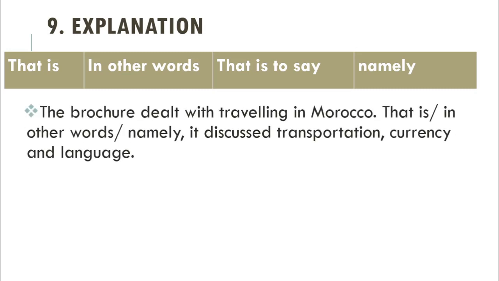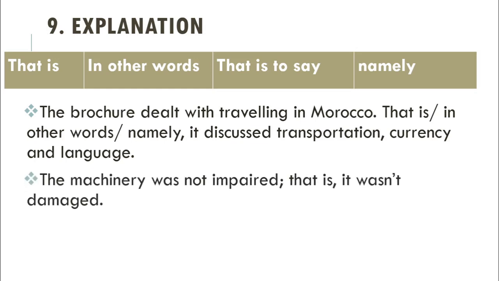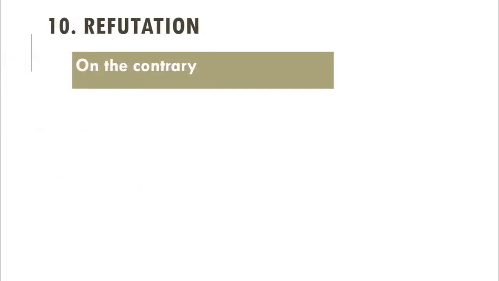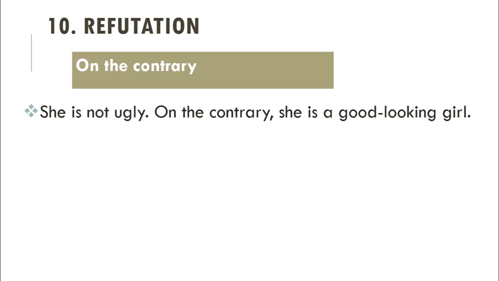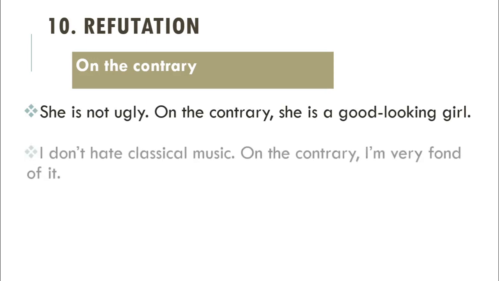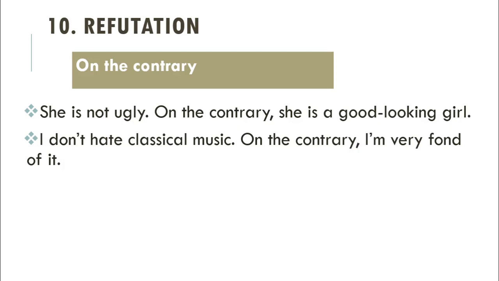For example, the brochure dealt with traveling in Morocco. That is, or in other words, or namely, it discussed transportation, currency, and language. The machinery was not impaired, that is, it wasn't damaged. So, on the contrary, this connector is used to mean refutation. She is not ugly, on the contrary, she is a good-looking girl. I don't hate classical music, on the contrary, I am very fond of it.